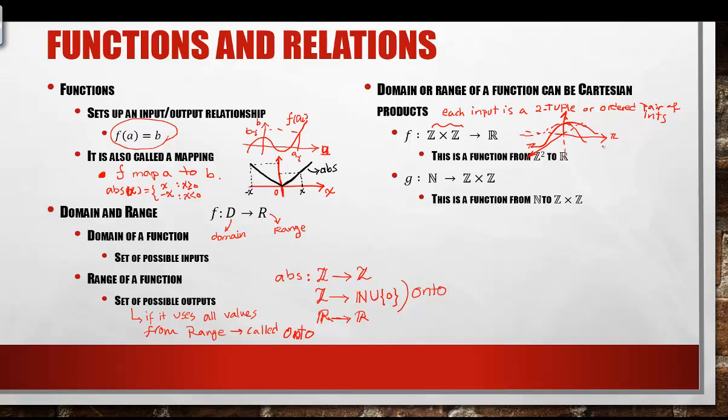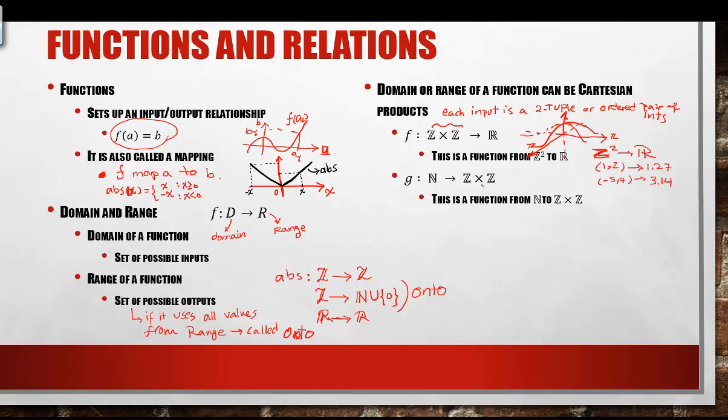So the input from this function comes from Z squared onto R. So the inputs would look things like 1, 2 or -5, 7, and the outputs would be numbers like 1.27 or 3.14 and so forth.